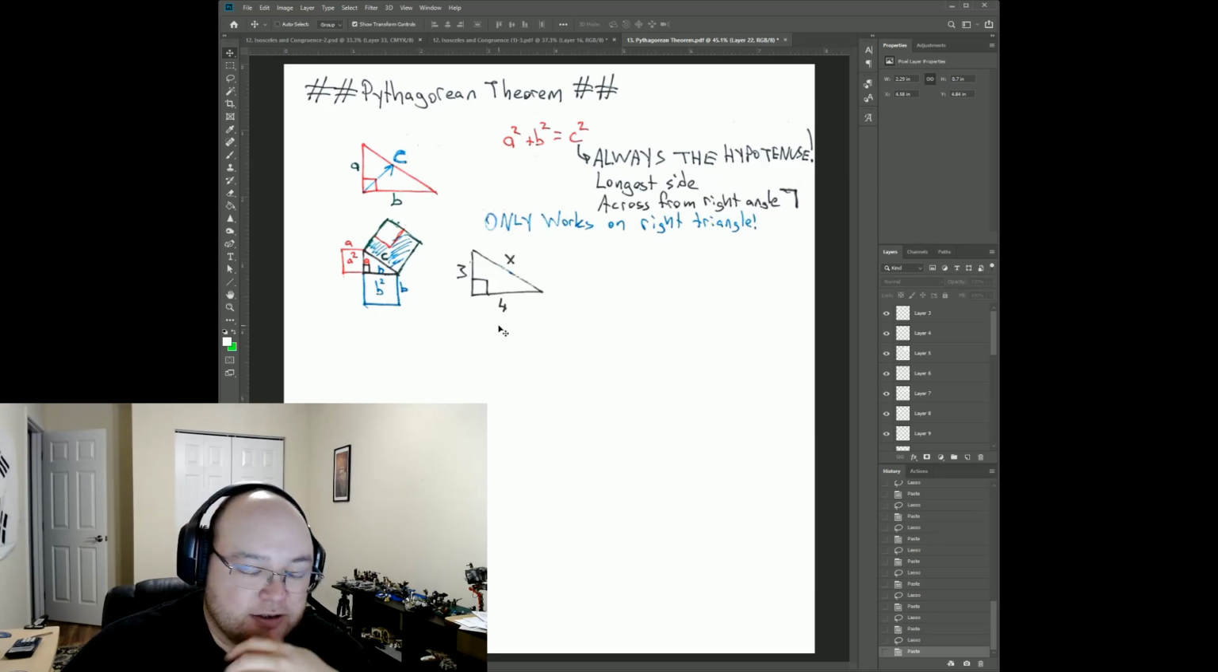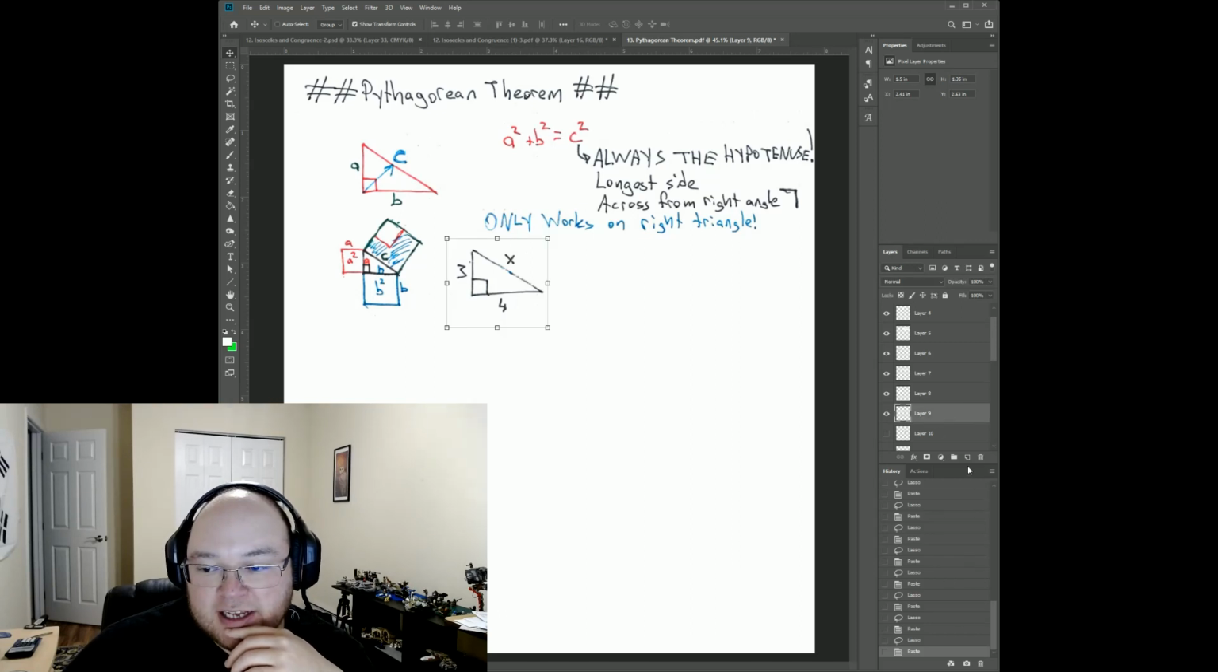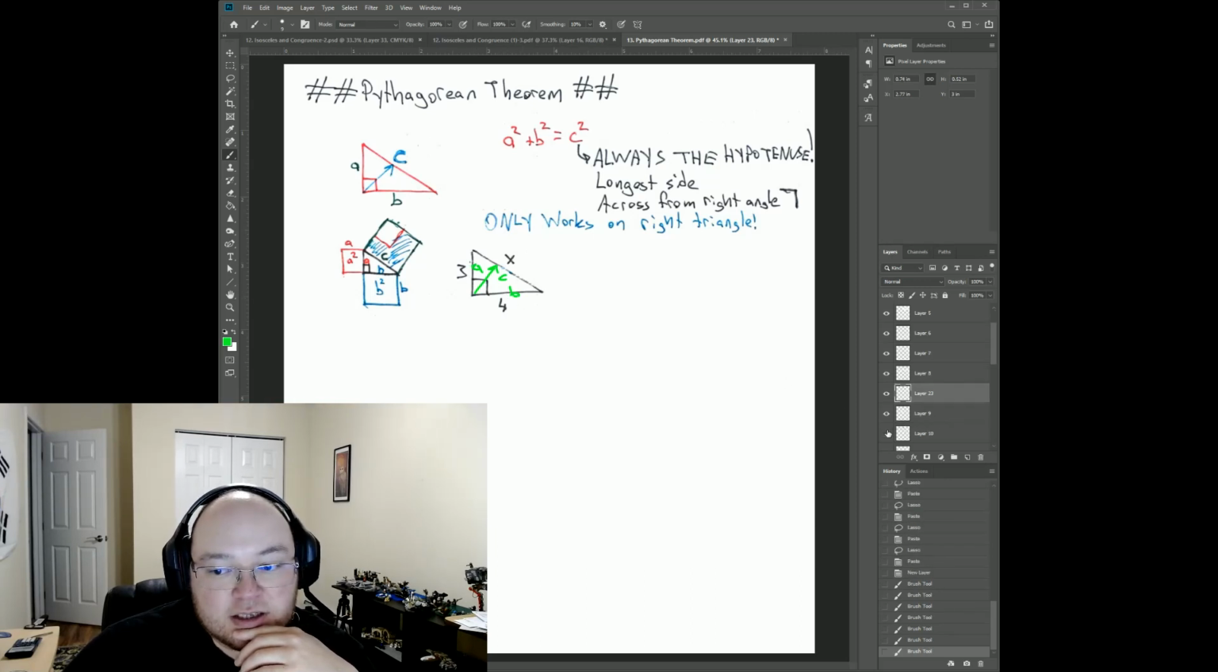Now, quick example, 3, 4, x. What we need to do is figure out what's A, what's B, and what's C. So, I always draw an arrow across, boom, boom, boom, C. And to be honest, A and B don't even matter. You could have said it, B and A would have gotten the same answer. So, now we know it's 3 squared plus 4 squared equals C squared, because A squared plus B squared equals C squared. Now we're just plugging the numbers.